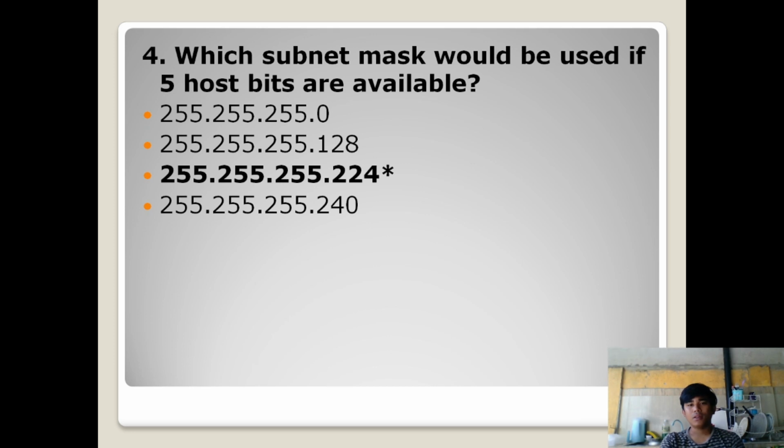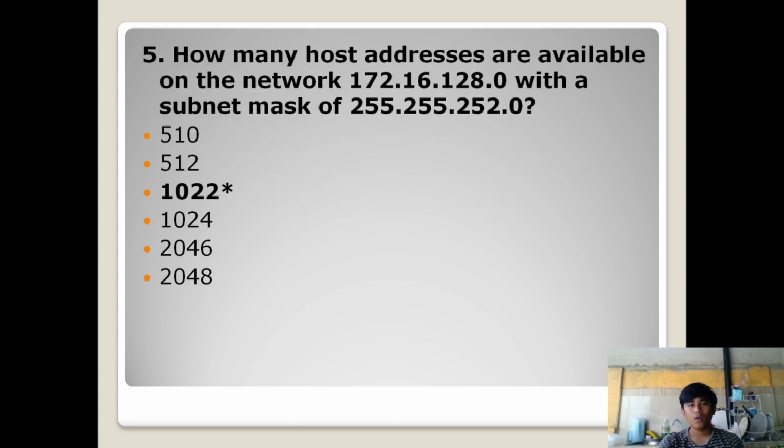Which subnet mask would be used if 5 host bits are available? So my answer in this question is 255.255.255.224. How many host addresses are available on the network 172.16.128.0 with a subnet mask of 255.255.252.0? So my answer in this question is 1022.